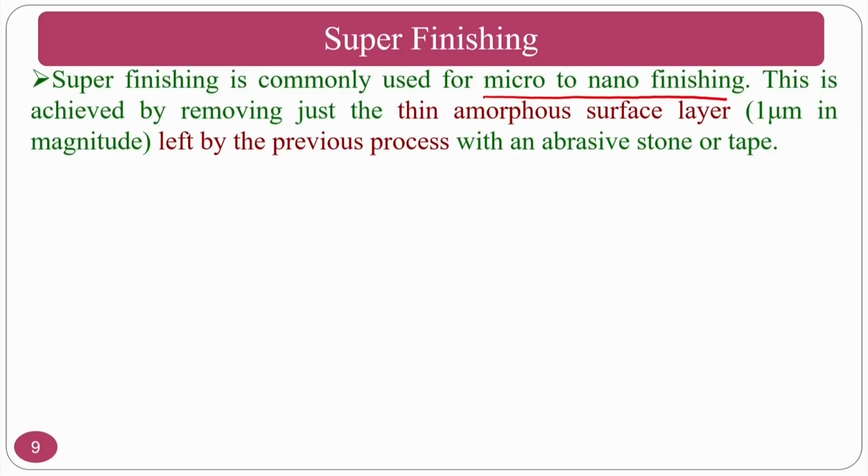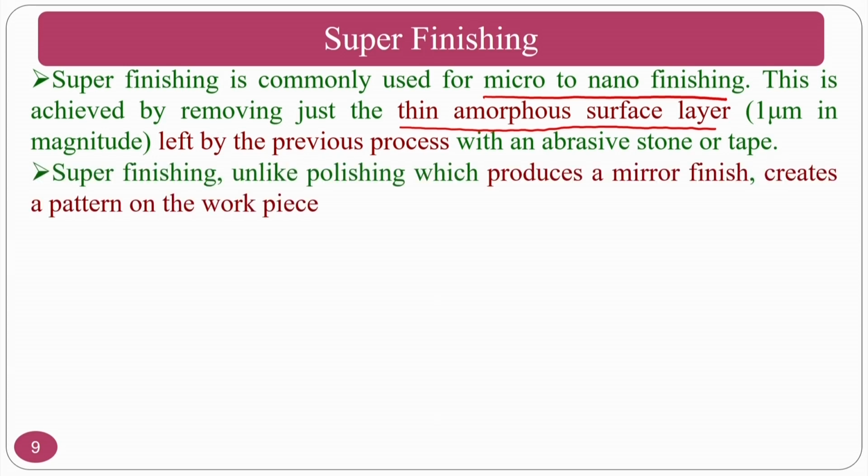Okay. Super finishing commonly comes under micro nano finishing. This is achieved by removing just a thin amorphous surface layer, like 1 micron in magnitude, left by the previous processes like turning or milling or any other pre-processes, and the feed marks or chatter marks are removed. That is why this particular process comes under micro to nano surface finishing. Even you can get a nano surface finish if you can control it properly.